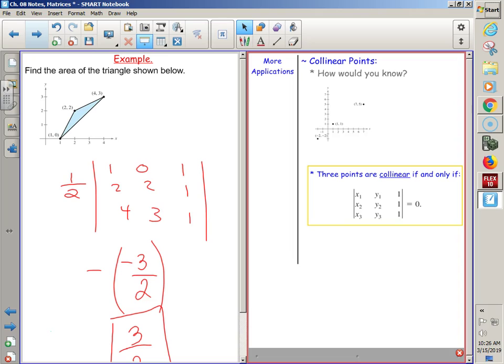But in application, when talking about collinear points, we're talking about triangles. If the determinant is ever 0 when making this special formula, that meant that they were all on the same line. There is no triangle that can be formed.